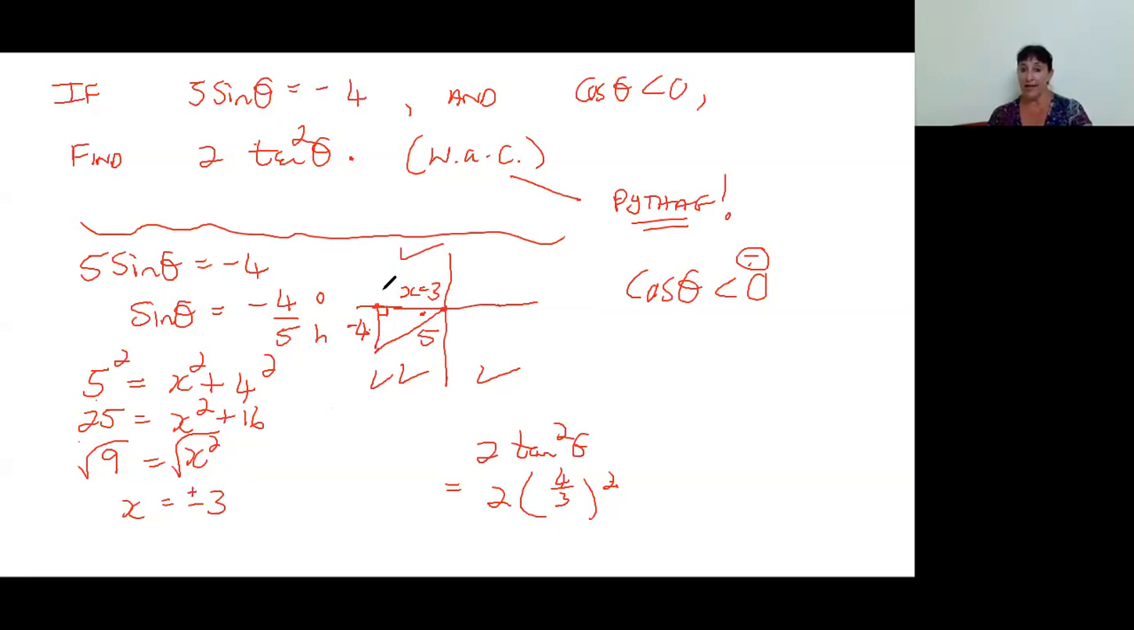This you can look at as negative 3 because it's plus minus, but it's on the negative side. Now, when you work out tan, it will be minus 4 over minus 3, which is still plus 4 over 3. And in any case, it is squared, so it will be positive. 4 squared is 16, 3 squared is 9. So that will be 32 over 9. Remember, that's over 1 when you multiply.